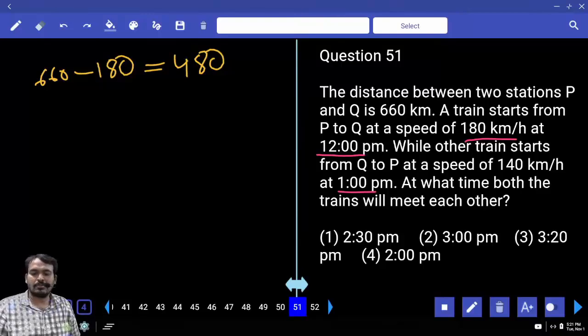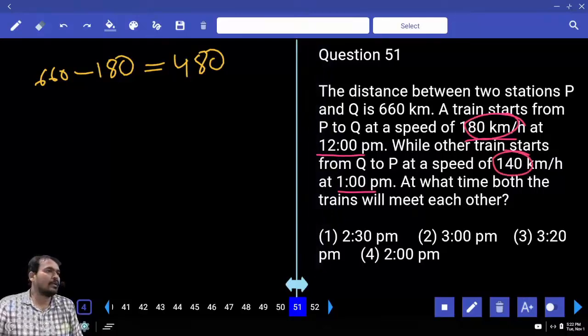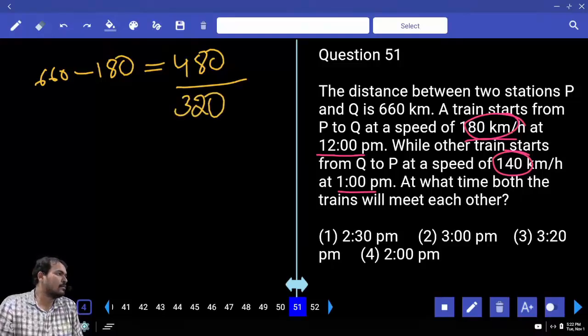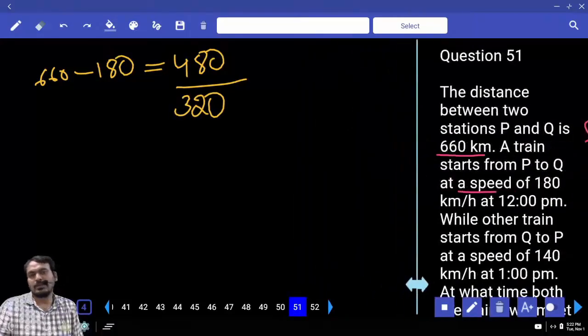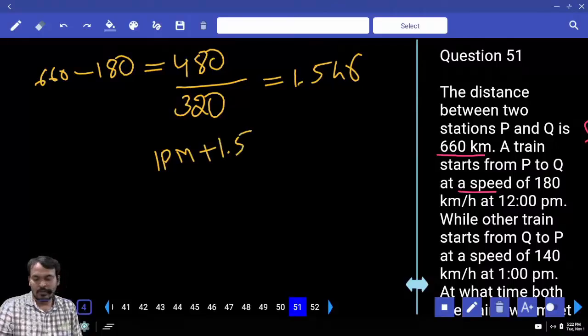In opposite direction, what is the relative speed? The sum of these speeds. What is the sum? 180 plus 140, that is 320. The distance is 480. Distance divided by speed gives the time. 480 by 320 is 3 by 2, which means 1.5 hours. So after 1 p.m., they will meet after 1.5 hours. What is the answer? 2:30 p.m.